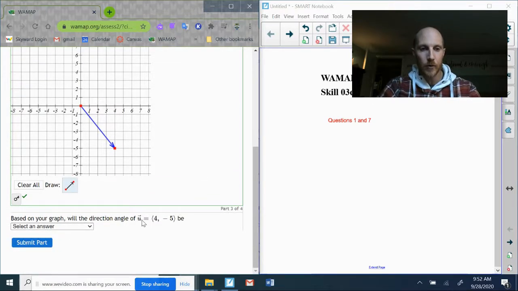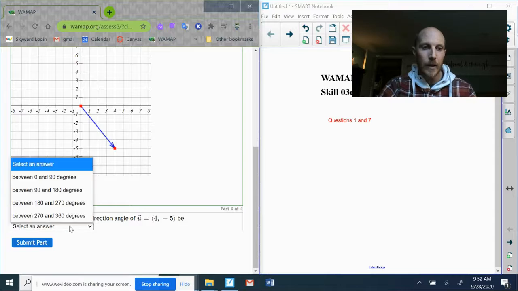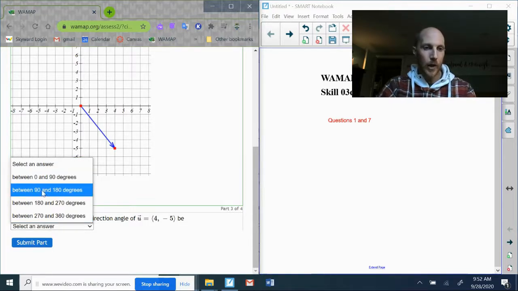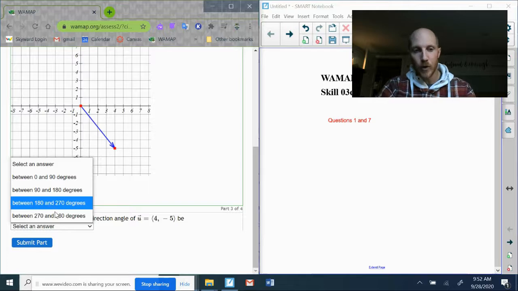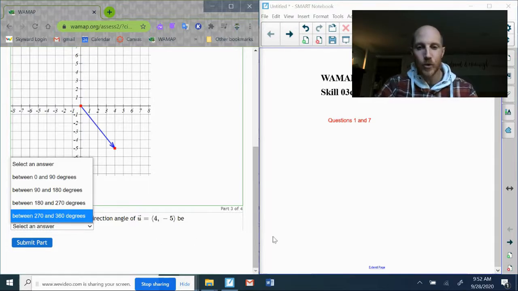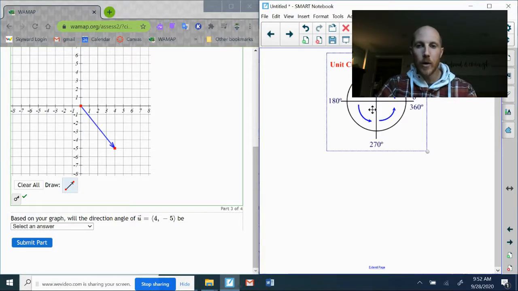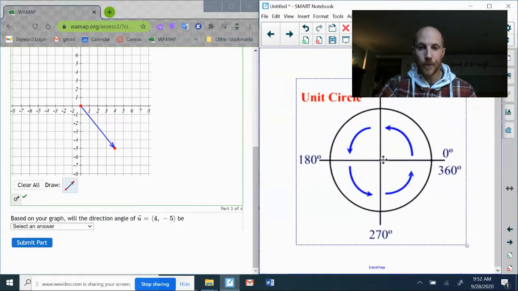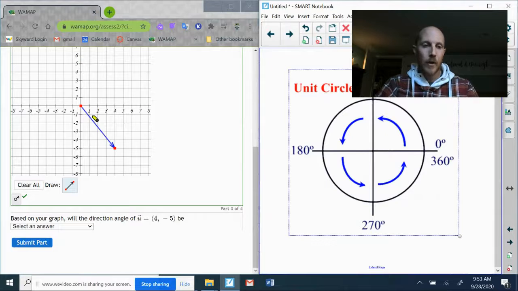Now we get a multiple choice question based on what you just graphed. The direction angle of this vector 4, -5 is going to be someplace on the unit circle. Where? Between 0 and 90, between 90 and 180, between 180 and 270, between 270 and 360. I need to know which quadrant this is in. I can't overlay this on top of that graph, but it's quadrant 4, right? So it's going to be down here, which is between 270 and 360.